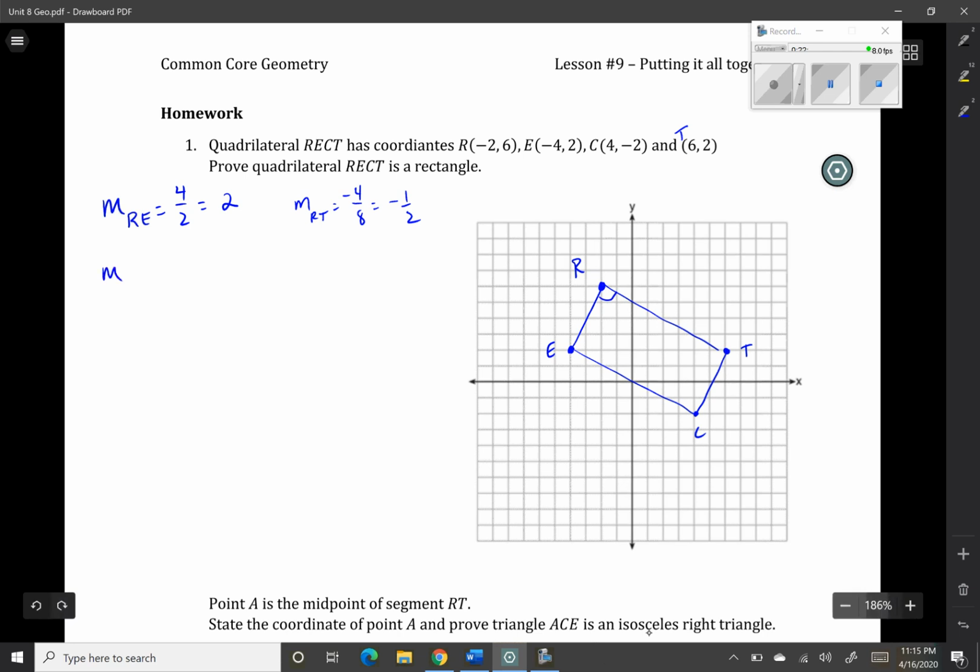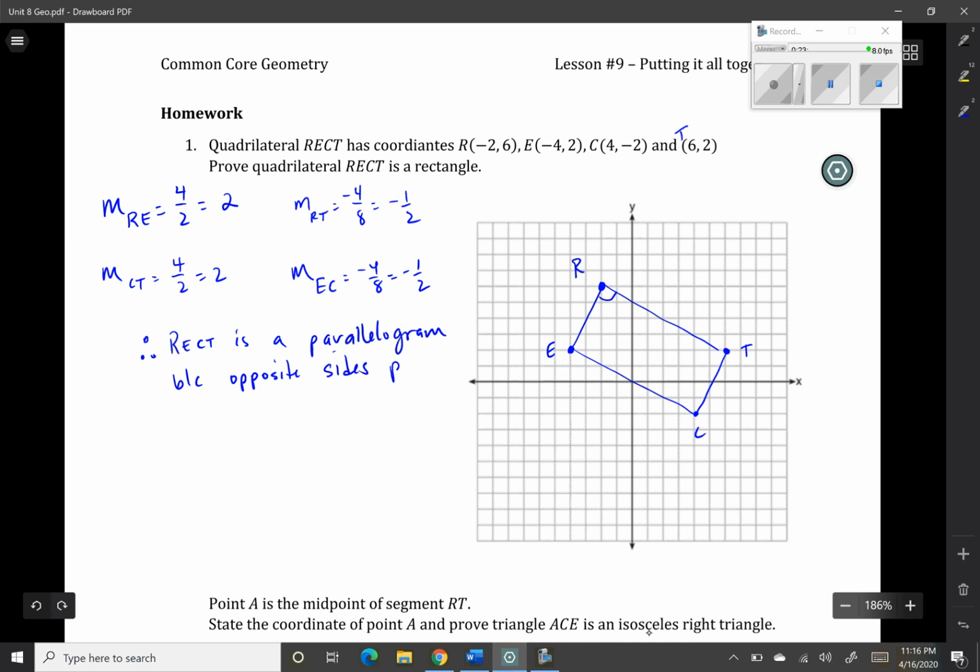If I find the slope of CT, it's going to be 4/2, which is also 2. If I find the slope of EC, it's going to be -4/8, which is also -1/2. So before I could say it's a rectangle, I first have to say it's a parallelogram. So I'm going to say, therefore, RECT is a parallelogram because opposite sides are parallel. And again, you can do that by stating the sides that are parallel or just saying the sentence that the opposite sides are parallel.